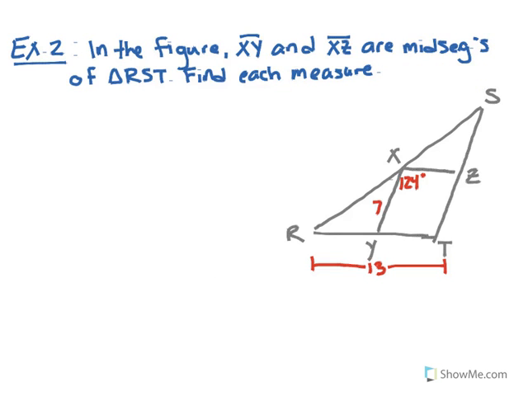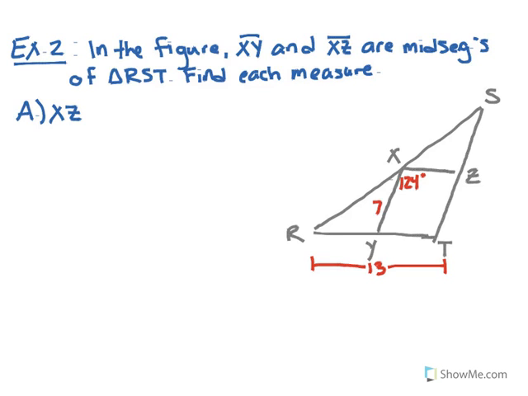Okay, so here's our next example that's going to use that theorem. It says in the figure, XY and XZ are midsegments of triangle RST, find each measure. So first of all, this is the picture that it gives us, and then we're going to try to find 3 different parts of this triangle. So the first question is to find the length of XZ.